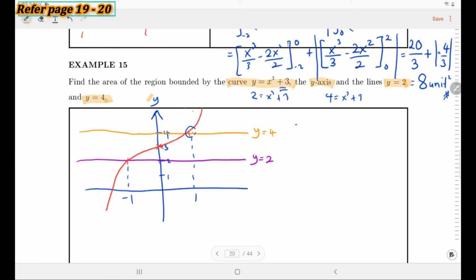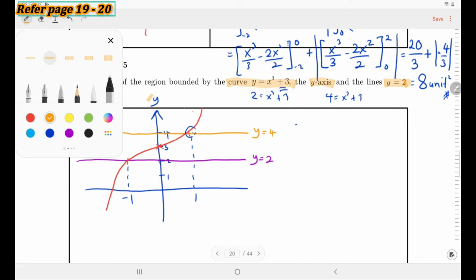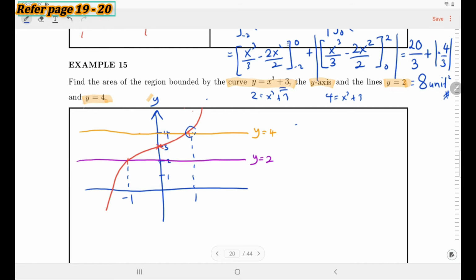So there are 4 bounded lines here. We have the curve, we have the y-axis, and 2 lines, which are y equals 2 and y equals 4. I want to change the color to represent every line here. So y equals 4 is the orange color.